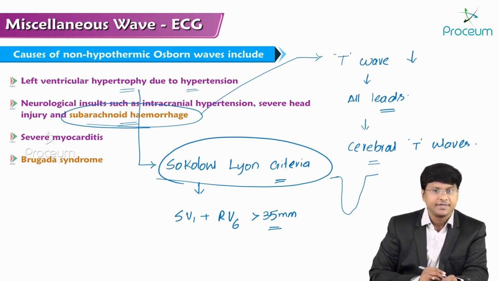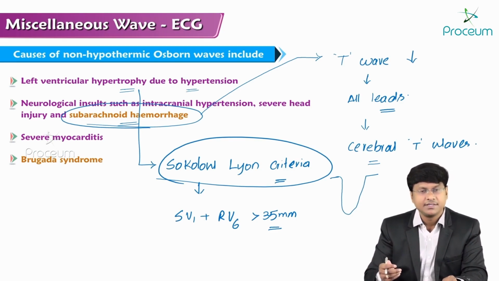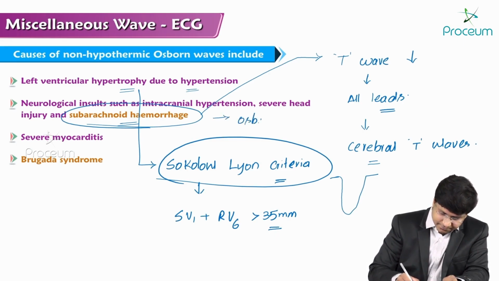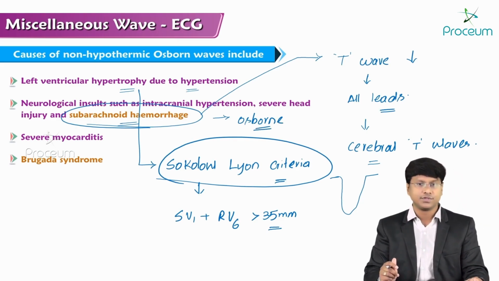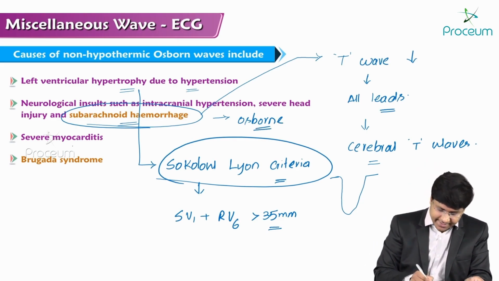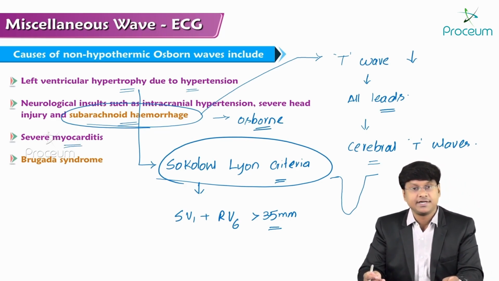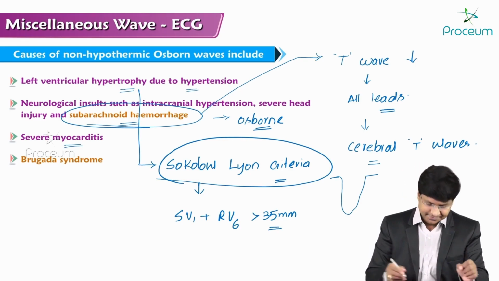And in subarachnoid hemorrhage, apart from the giant T wave inversions, you can also have the presence of the Osborne wave. Next, in case of myocarditis, patients with severe myocarditis can present with left ventricular failure, and even in patients with severe myocarditis, they can have the presence of this Osborne wave.